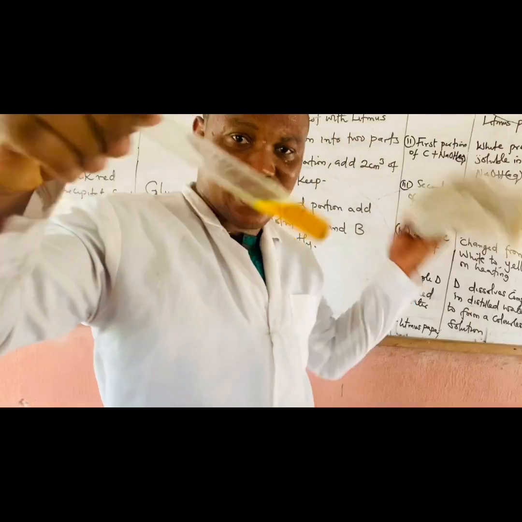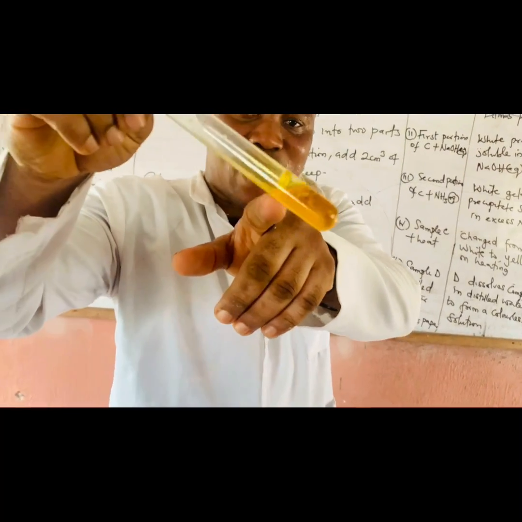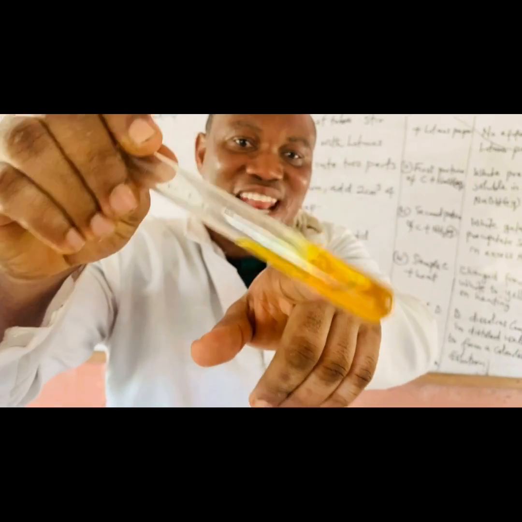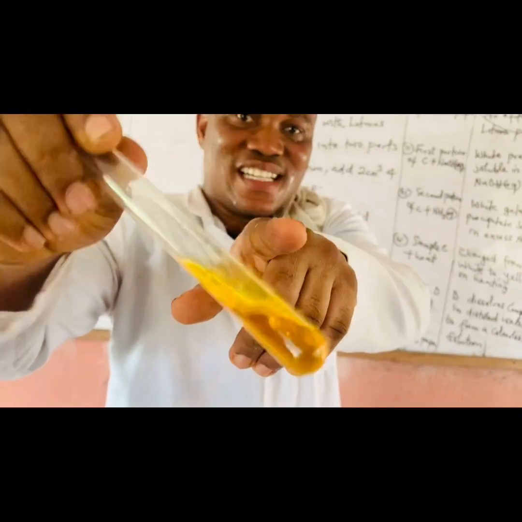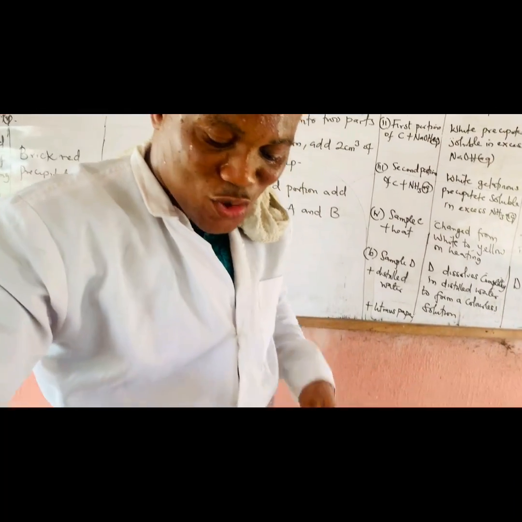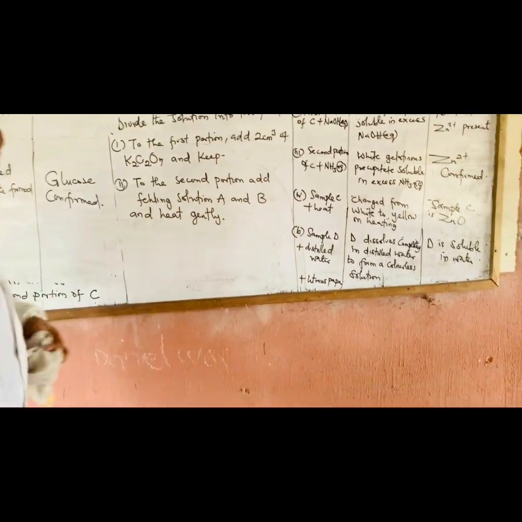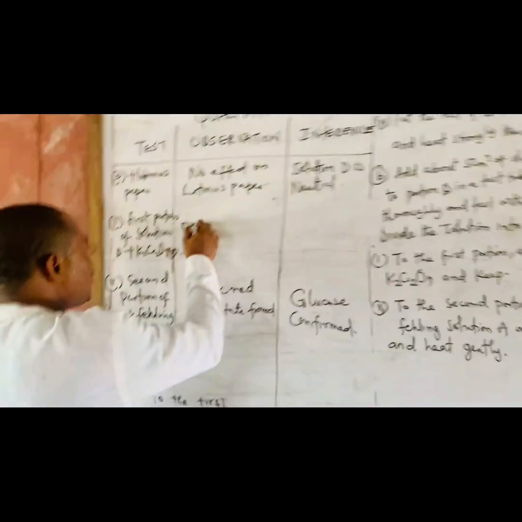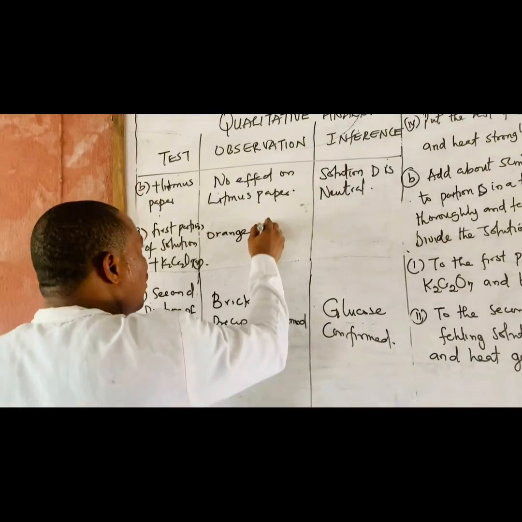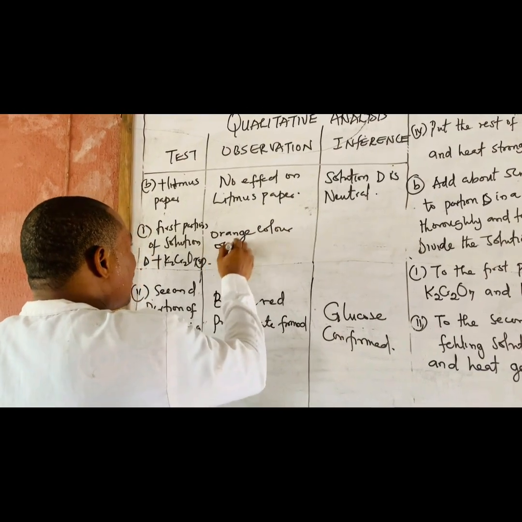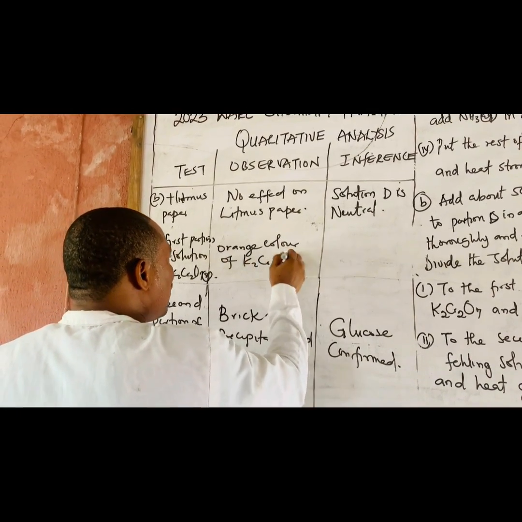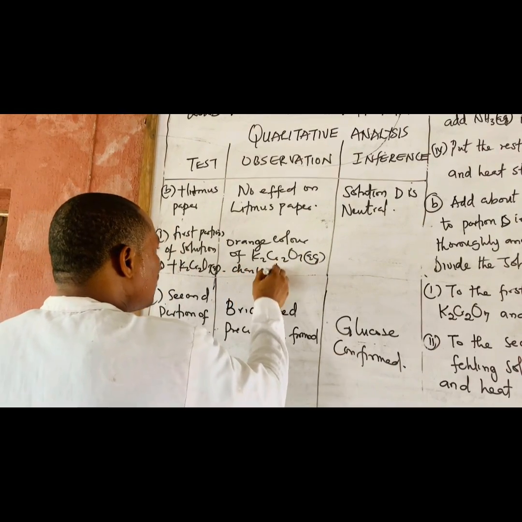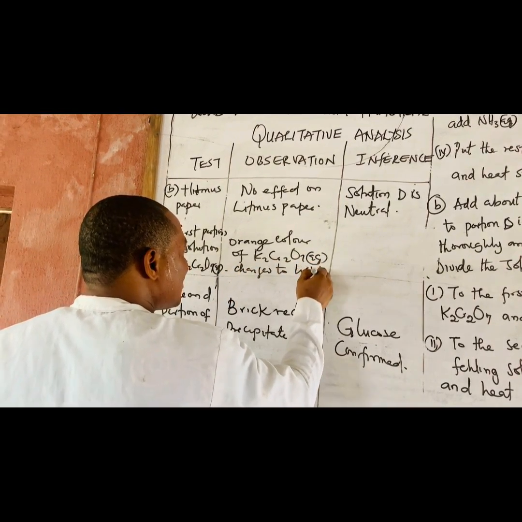Okay, let's see our next one. Can you see something? If I shake, look at the color that you are seeing, as if you are seeing a green color, on addition to our K2Cr2O7, which is here. So the first portion will be orange. The color of K2Cr2O7 aqueous changes to a light green.